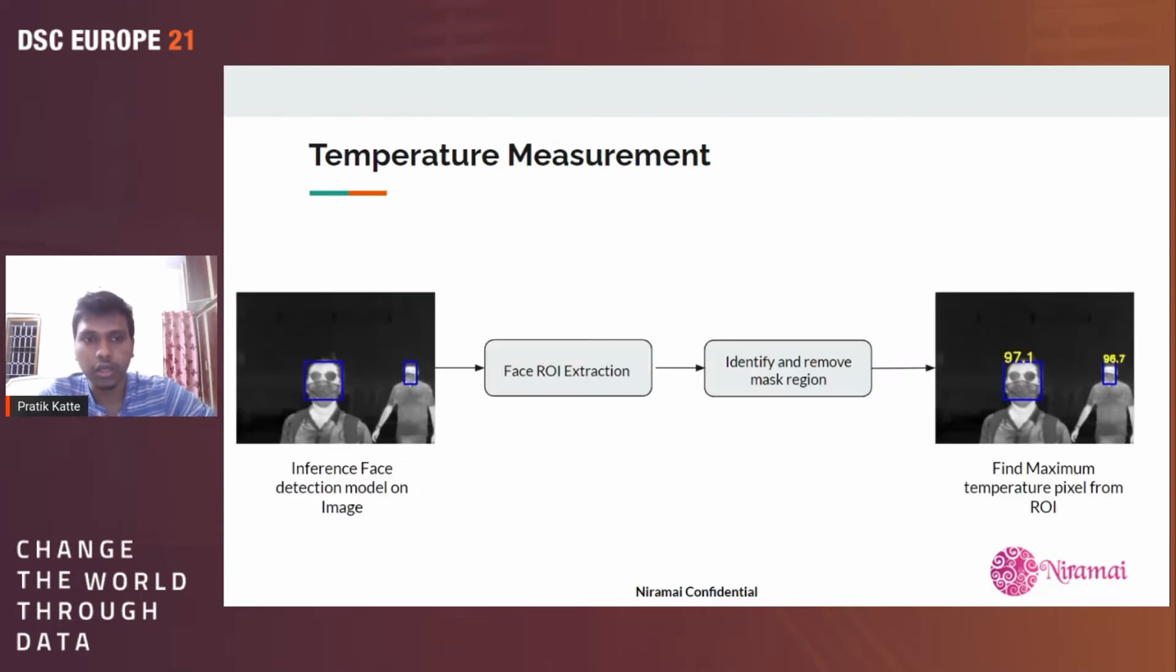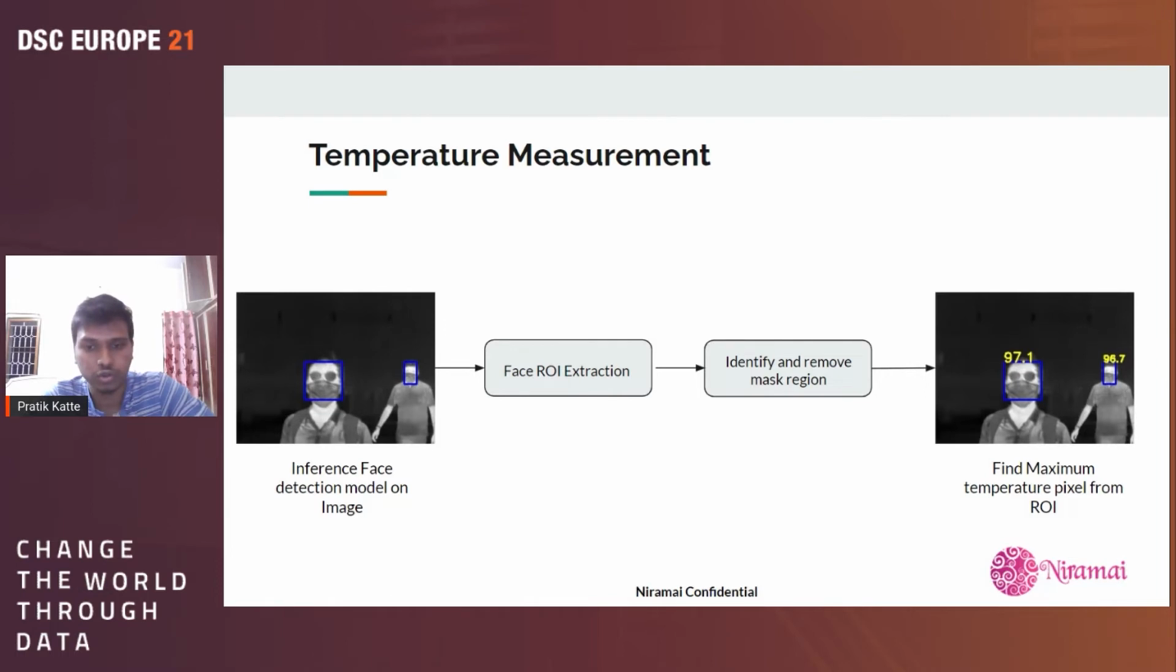After the face detection model, we need temperature measurement, where we run inference of the face detection model on the thermal image stream to continuously detect the face region and extract the ROI, and then remove the mask region. So we have a classifier to detect the lower mask region using a template matching algorithm, remove the mask region, and then calculate the maximum temperature from it. Another very big hurdle was the mask, since many of the higher temperatures that were coming were from the mask as well.